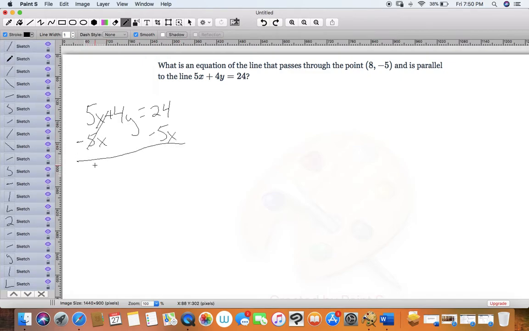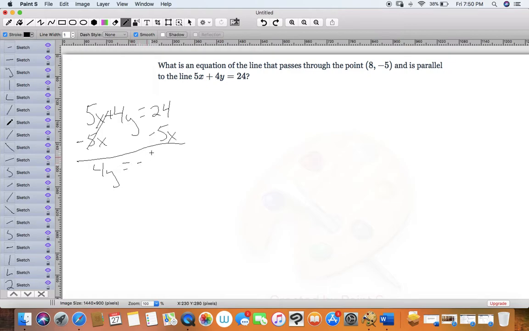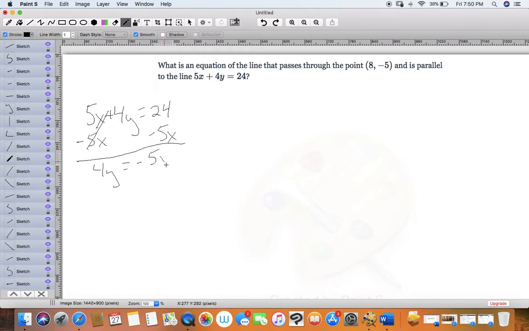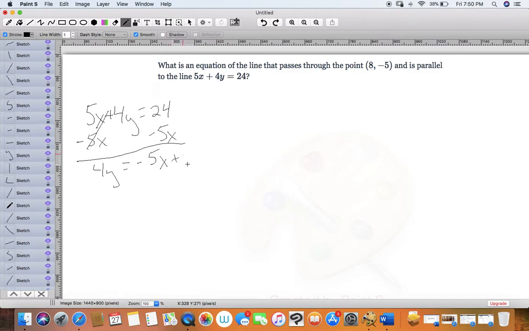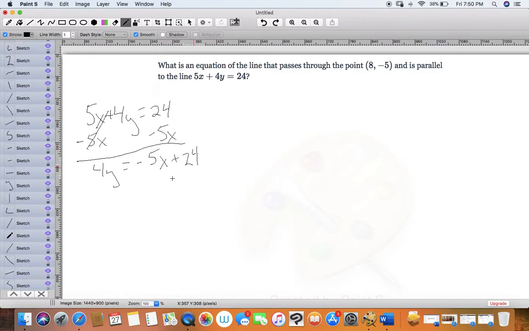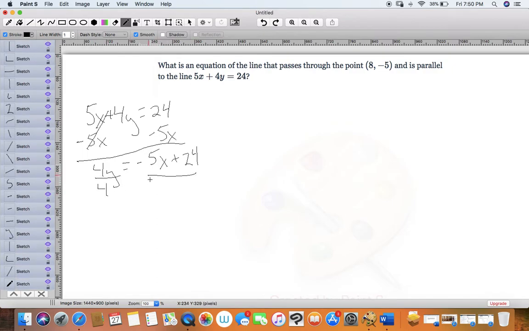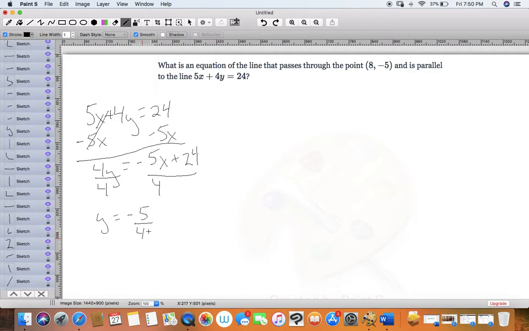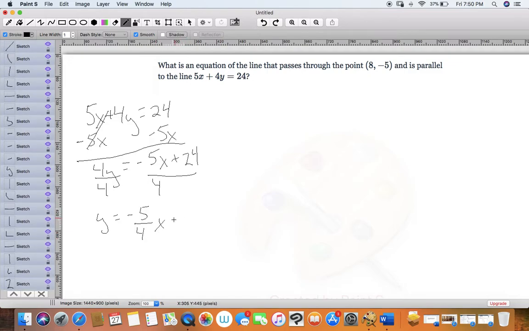So those cancel, so now I've got 4y. Because we're trying to make it look like mx plus b, I'm going to put the negative 5x first. And then that's a positive 24. And we're trying to make it look like y equals, so the last step is going to be to divide by 4 on both sides. So y equals negative 5 over 4x, and then 24 divided by 4 is 6. So those are equivalent equations.